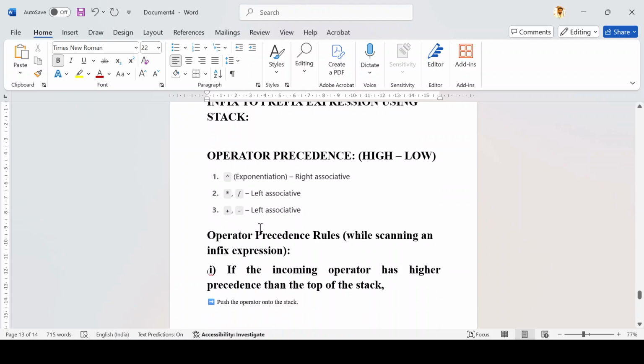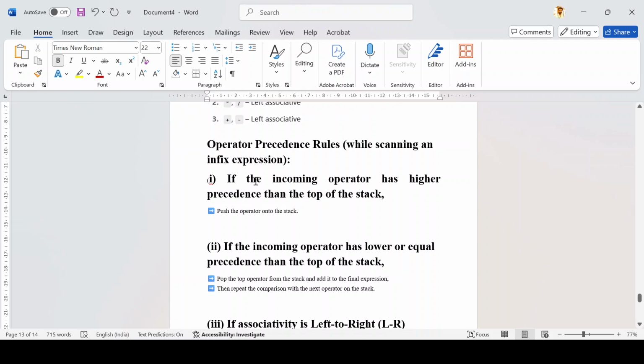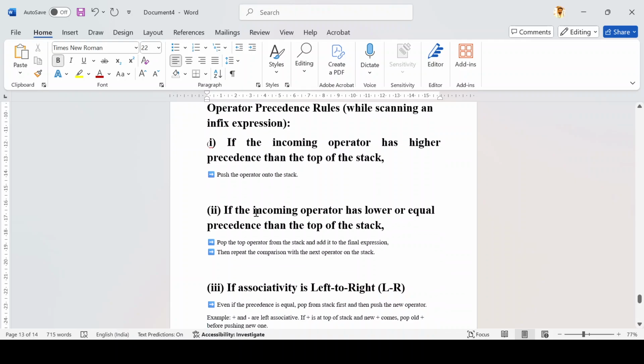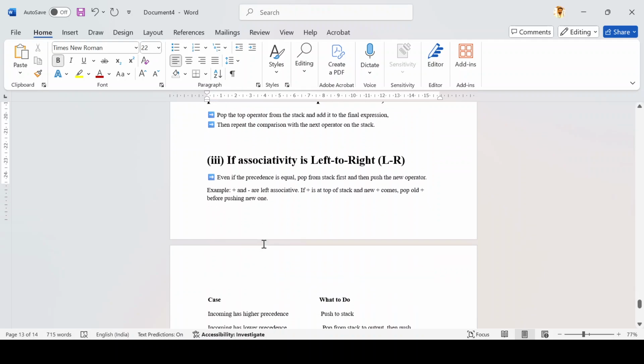Then we have certain rules when you use a stack. If the incoming operator has higher precedence than the top of the stack, then push the operator into the stack. These are the general rules, and we will see them with an example. If the incoming operator has lower or equal precedence than the top of the stack, then pop the top operator from the stack and add it to the final expression, and then repeat the comparison with the next operator on the stack. If the associativity is left to right, even if the precedence is equal, pop from the stack first and then push the new operator. We will see this example one by one.